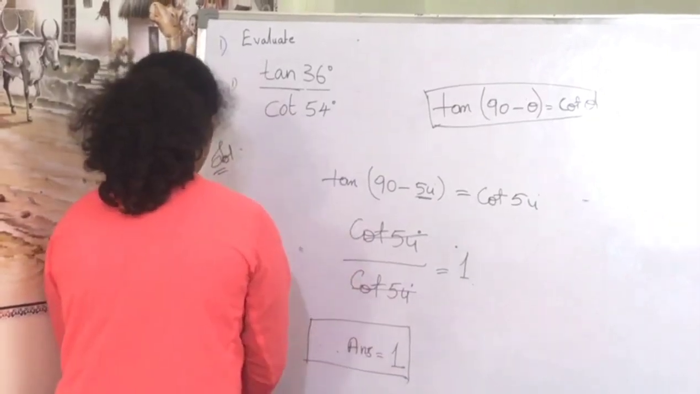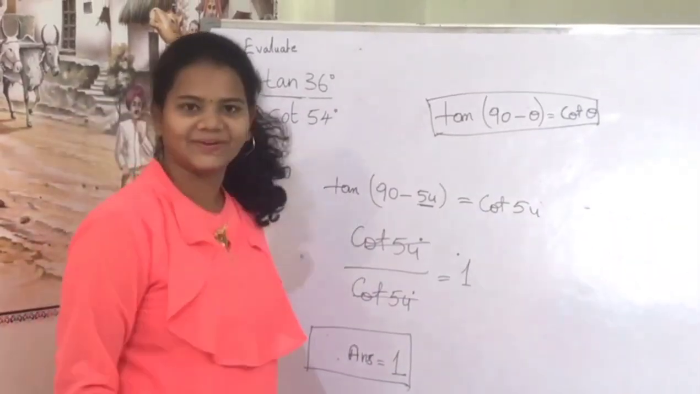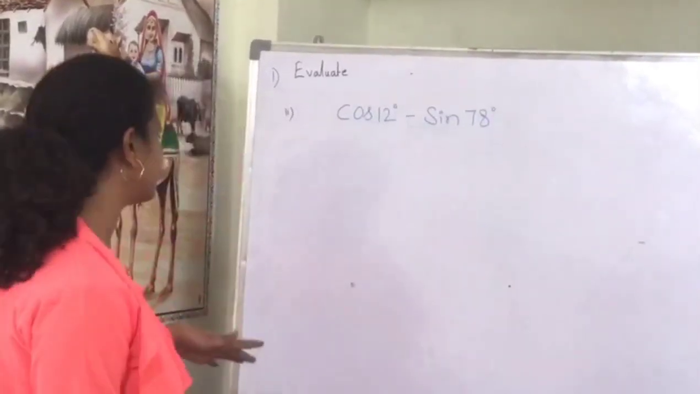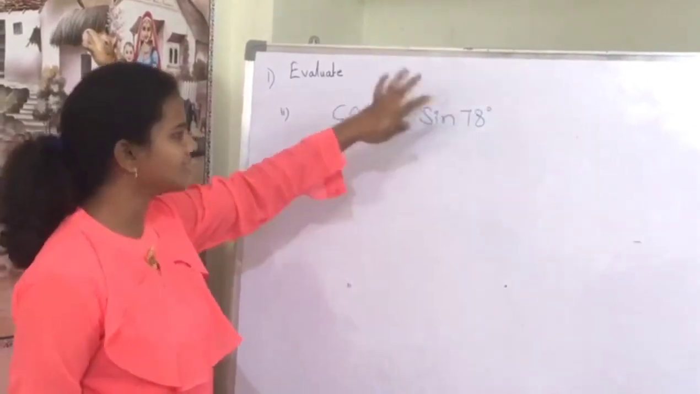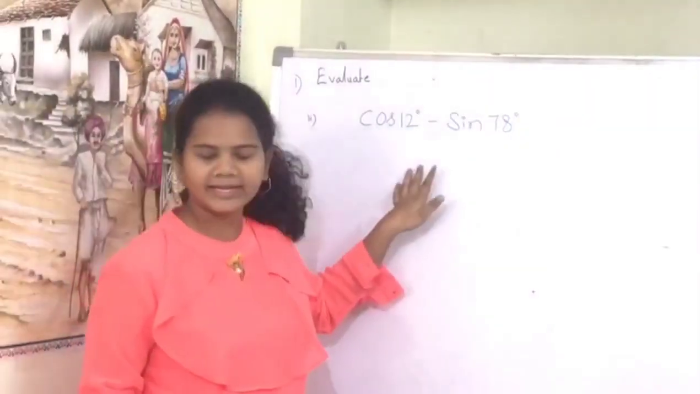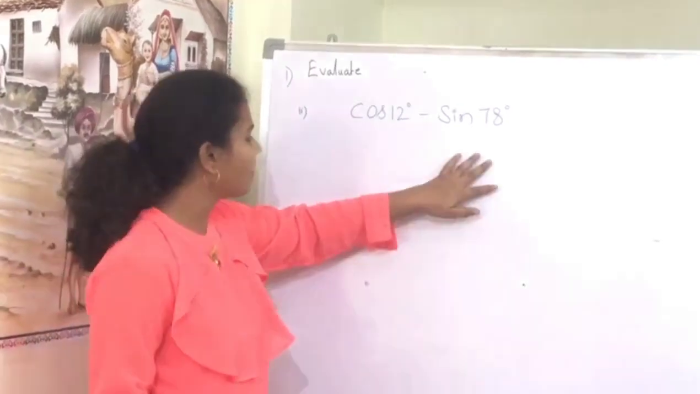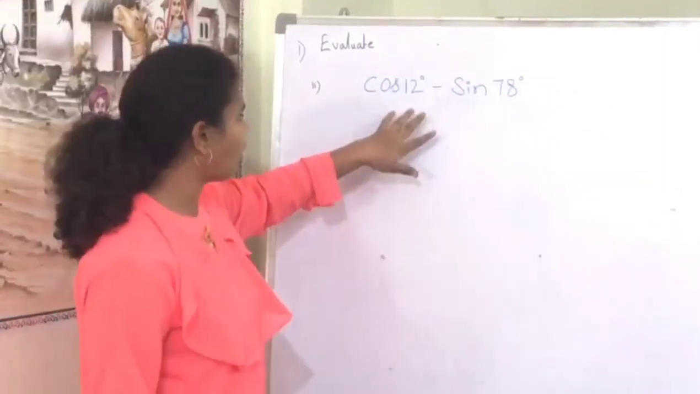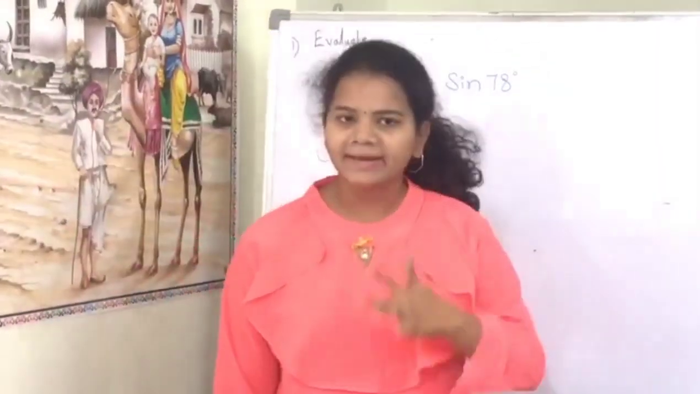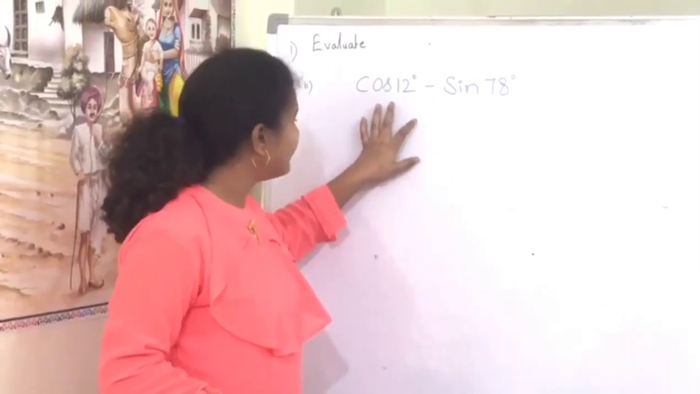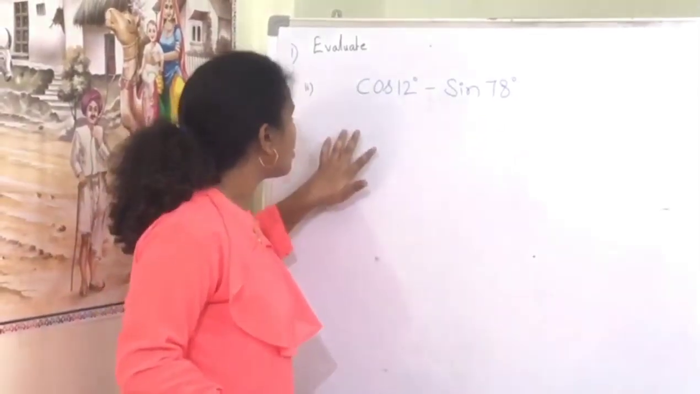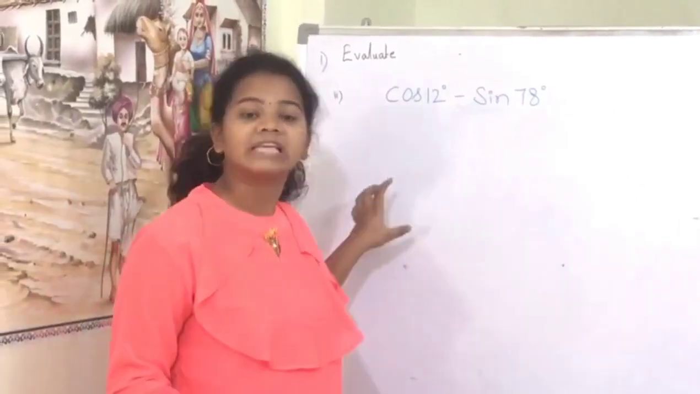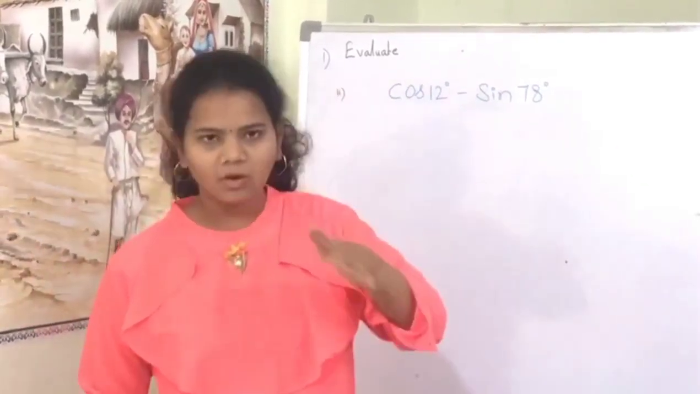Okay, done. Now let's solve the second question. Let's start with the second question, where you have cos 12 degree minus sin 78 degree. Here you have 12 degree and 78 degree. If you add 12 and 78, this gives us 90 degree. By this we can solve the given sum by complementary angles, where we can use either cos 90 minus theta gives sin theta, or sin 90 minus theta gives cos theta.